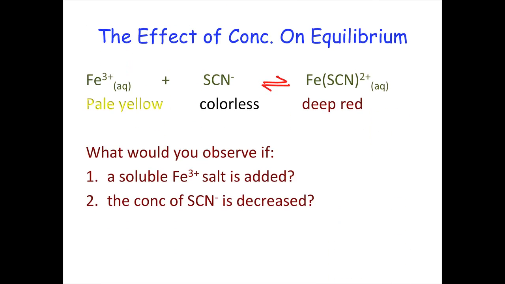So let's look at this typical reaction. We have Fe3+ plus thiocyanate to give you the salt. The question here is, what would you observe if a soluble Fe3+ salt is added? And the second question is, what would you observe if the concentration of the thiocyanate is decreased? So what you need to do is apply Le Chatelier's principle and see what you come up with. And the key thing here is observe.